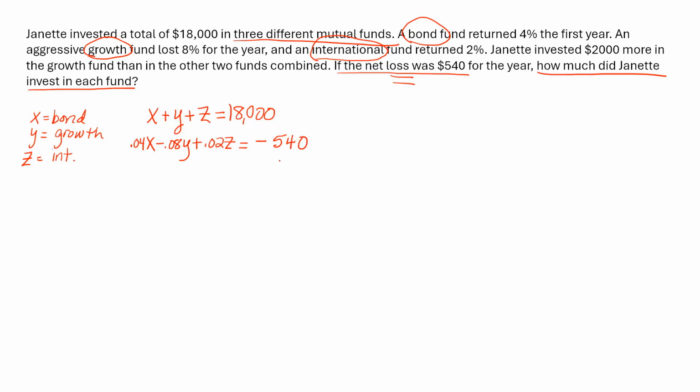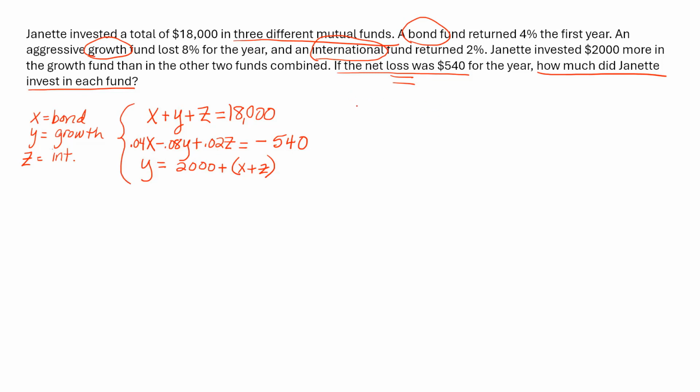All right. And then it says she invested $2,000 more in the growth fund than in the other 2 funds combined. So the growth fund is Y. That amount is $2,000 more than the other 2 combined, so X plus Z combined. So these are our three equations.